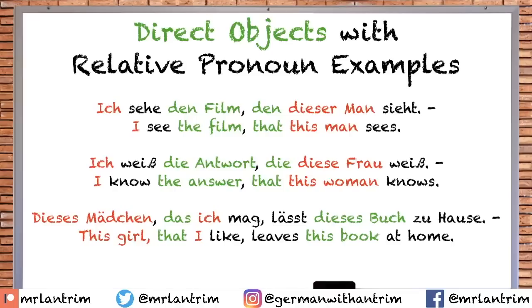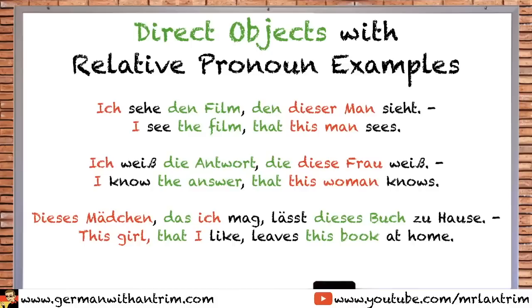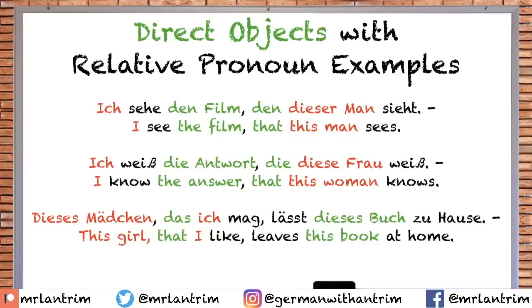Ich weiß die Antwort, die diese Frau weiß. I know the answer that this woman knows. That is referring back to the answer, and since it's a feminine noun, we use the feminine article die, and when we're using this as a relative pronoun in the accusative case, it still is die.